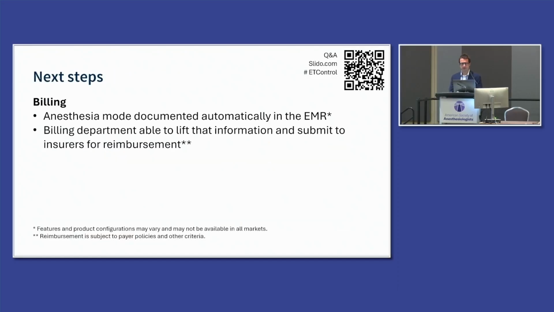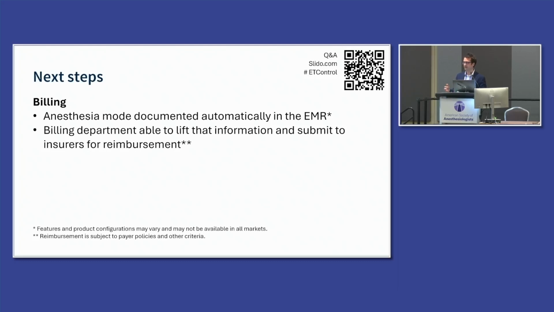Just a word here about the next steps really for us. We've talked about the economic benefits of low flows, but there is also a CPT code attached. Currently, it's an experimental CPT code for end-tidal control. We were able to document the machine mode in the EMR automatically. So in one of these flow sheets, the machine puts out about 120 parameters every 5 minutes or every minute. One of them is the mode the machine is in.